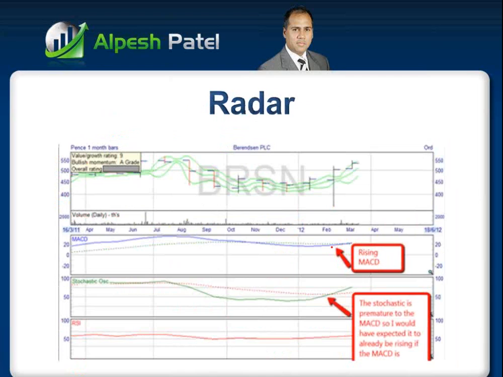And principally with securities, one of the key things I'm looking at, whatever time frame I'm looking to trade, in this case it's 1 month bars for Berenstain, I'm looking for the MACD to have flattened. I don't look at it the way they do in textbooks because I don't think that's accurate enough. I'm looking for it to have flattened and started rising. The stochastic is premature to the MACD, so I'd expect it to already be rising if the MACD is. Now, that then suggests to me that there is momentum in these trends.